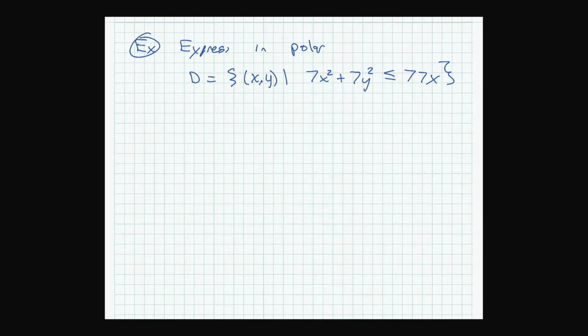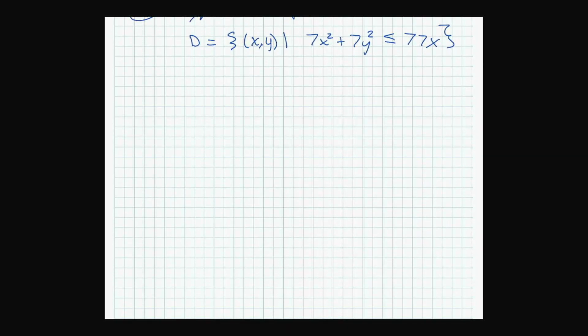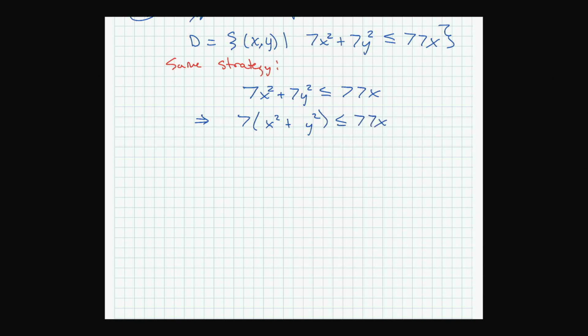So the strategy's the same, right? Same strategy. We're going to write out the inequality that we got: 7x squared plus 7y squared less than or equal to 77x. So you can factor out a 7. Or, if you're comfortable with 7x squared plus 7y squared, you can just go 7r squared, that's fine as long as you're comfortable doing that, of course. But I'll factor out the 7, like that. I'll divide both sides by 7.